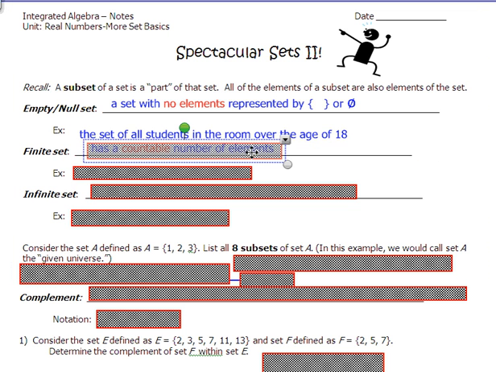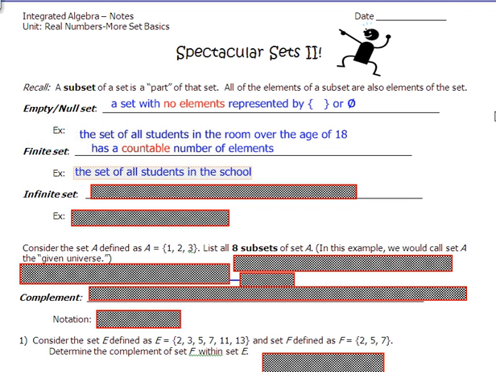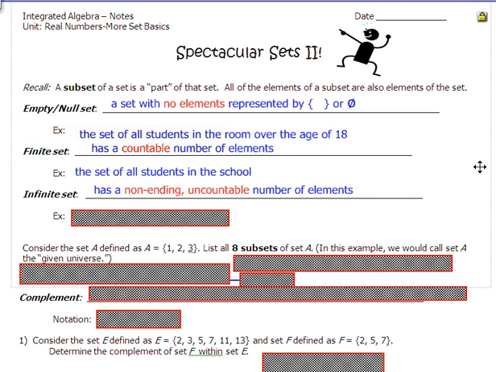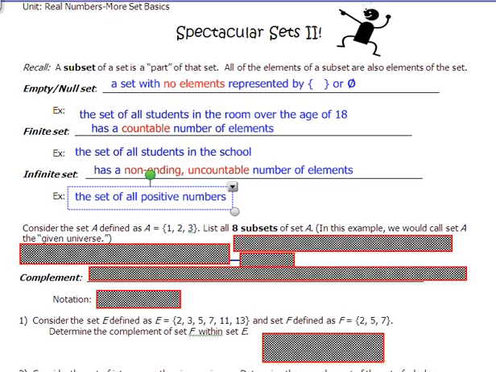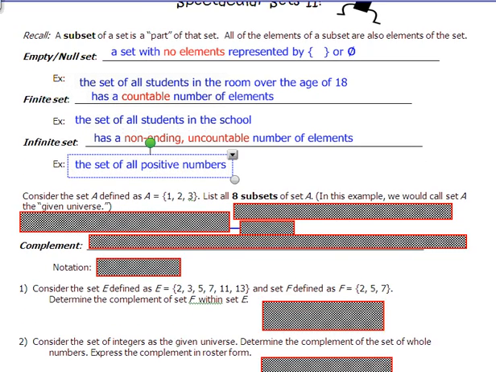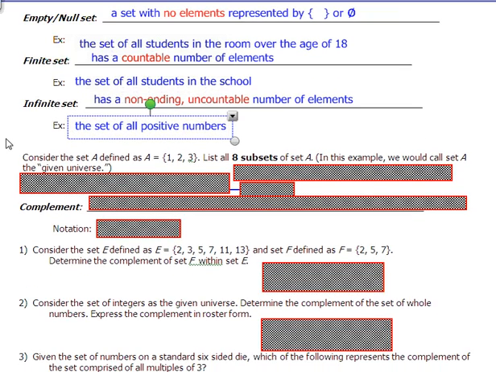A finite set has a countable number of elements. So anything that ends, so to speak, that you can count up the number of elements. An example would be the number of students at Barker Road. We can count how many students there are at this school. An infinite set, on the other hand, has a non-ending, uncountable number of elements, and an example of that would be the positive numbers. They don't end, they go on, and so therefore they are infinite.